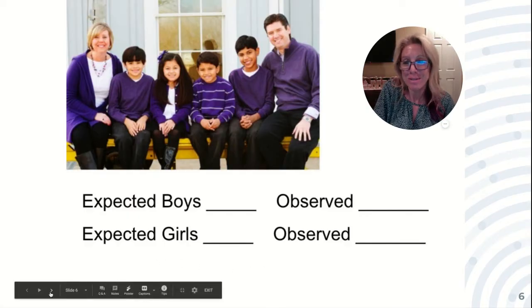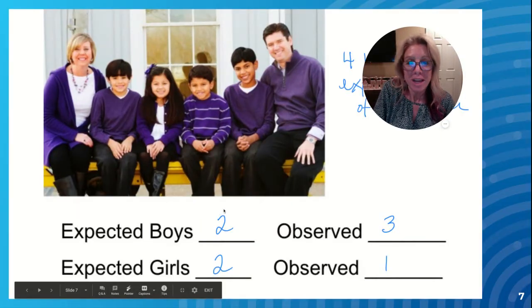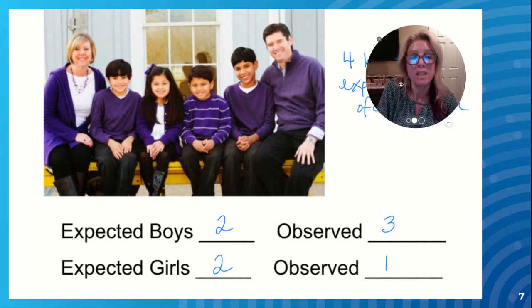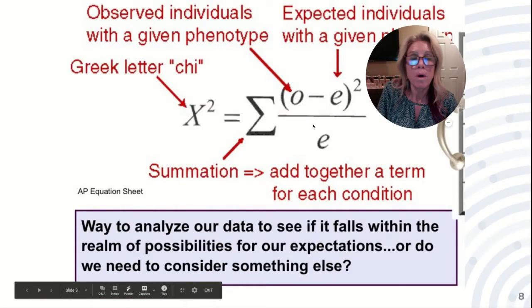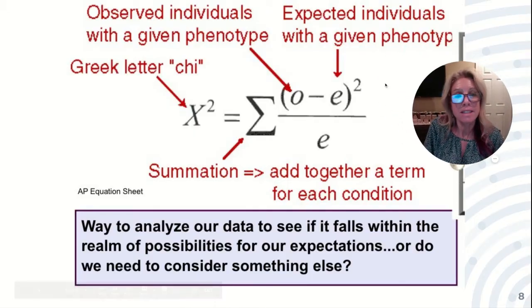So I'm going to start with an easy one. What you would do is write down what you expected, 2 boys, 2 girls, and we observed 3-to-1, right? Because when you have 4 kids, you would predict biologically you would have 2 of each gender. So this is where we need to analyze: is anything off here?